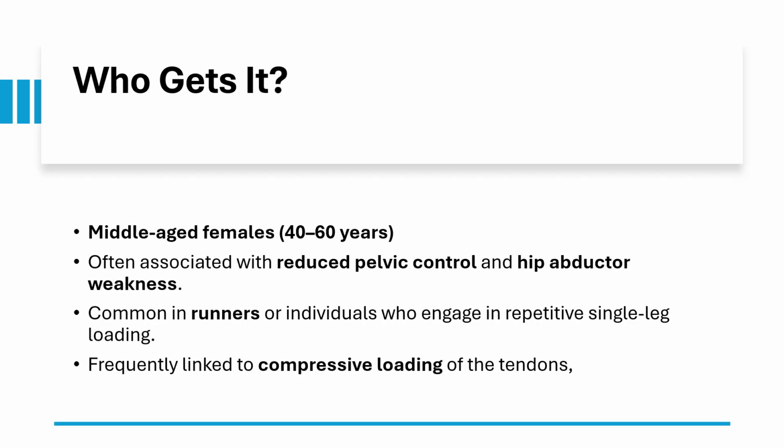Now, who normally gets gluteal tendinopathy? I hate to say it, but it's middle-aged females, 40 to 60 years of age, and that is the most common demographic. It's often associated with reduced pelvic control and hip abductor weakness. It's common in runners or individuals who engage in repetitive single leg loading. It's frequently linked to compressive loading of the tendons. So for example, crossing the legs, sleeping on the affected side, or standing with the hip popped out.